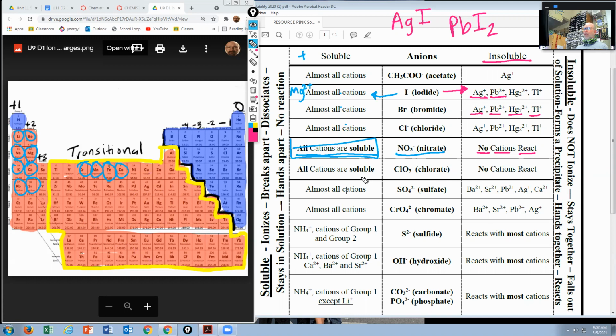Chlorate will always be soluble or broken apart. Remember, soluble means breaks apart, ladies and gentlemen. Soluble means breaks apart. All right, let's come on down to sulfide.